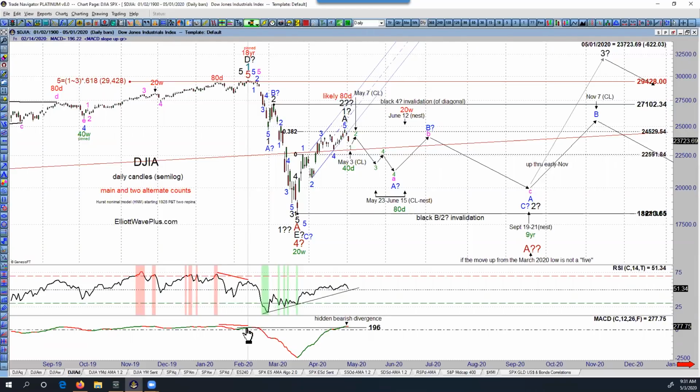I placed a line at and I measured the exact number at what the high was in that MACD line at the February top, and it came out to 196, and now we have the MACD actually pushing higher than it was at the February high, even though we've only retraced about 0.618 of that move. That is bearish. That is a hidden bearish divergence.